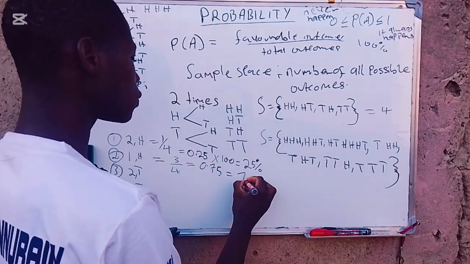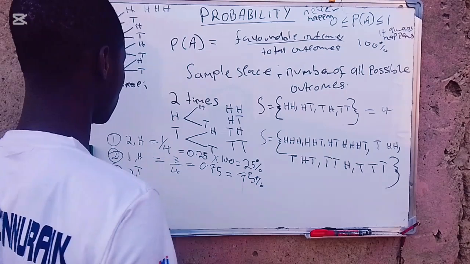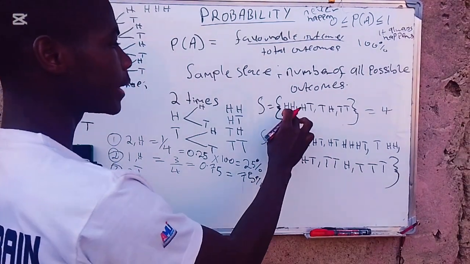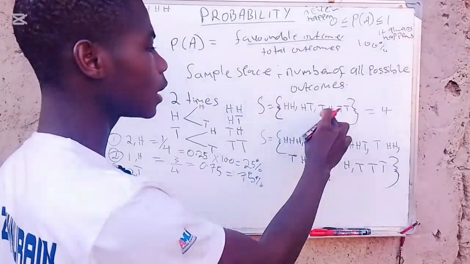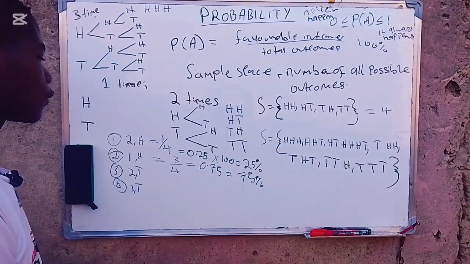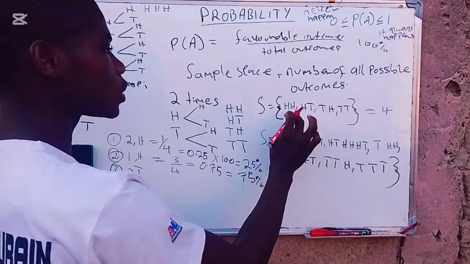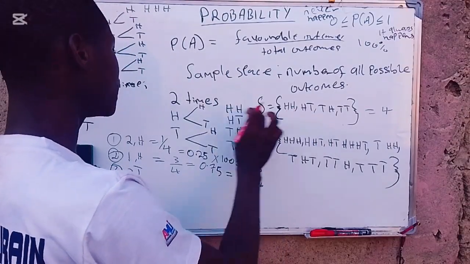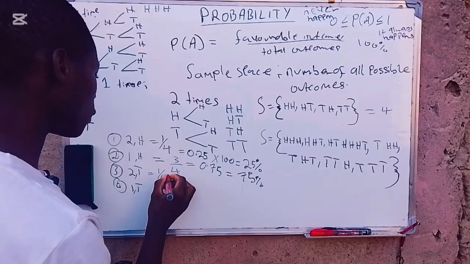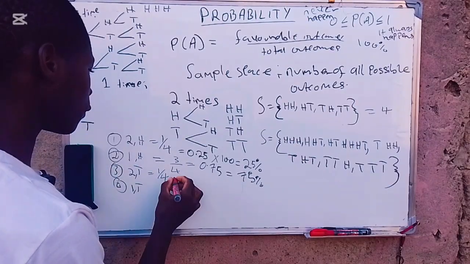0.75, and the chances, which is 75%. So what about at least getting 2 tails? There is no tail here, only 1 tail here, only 1 tail, we have 2 tails. So this is 1 over 4. At least getting 2 heads, it is also 1 over 4. So therefore this is also 1 over 4.